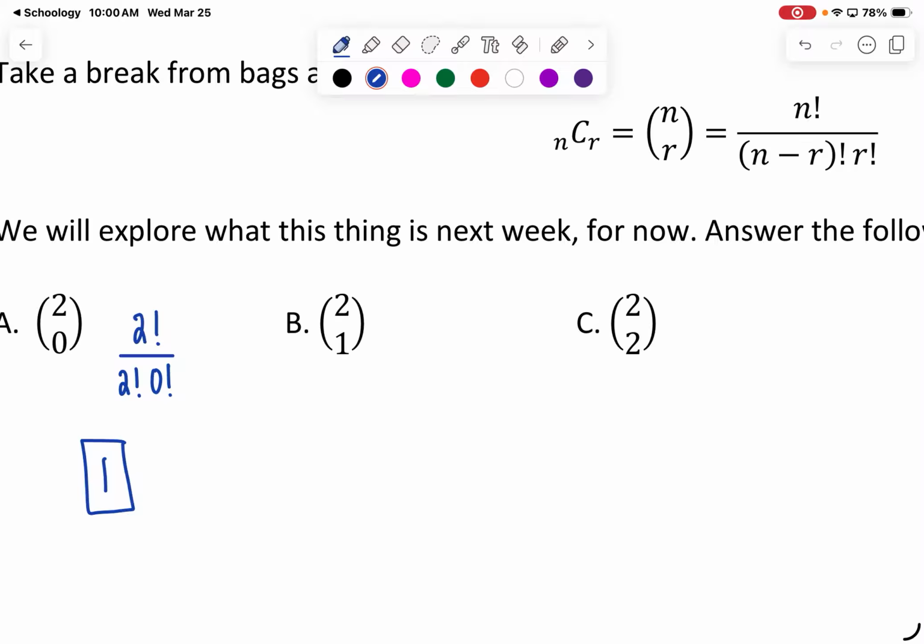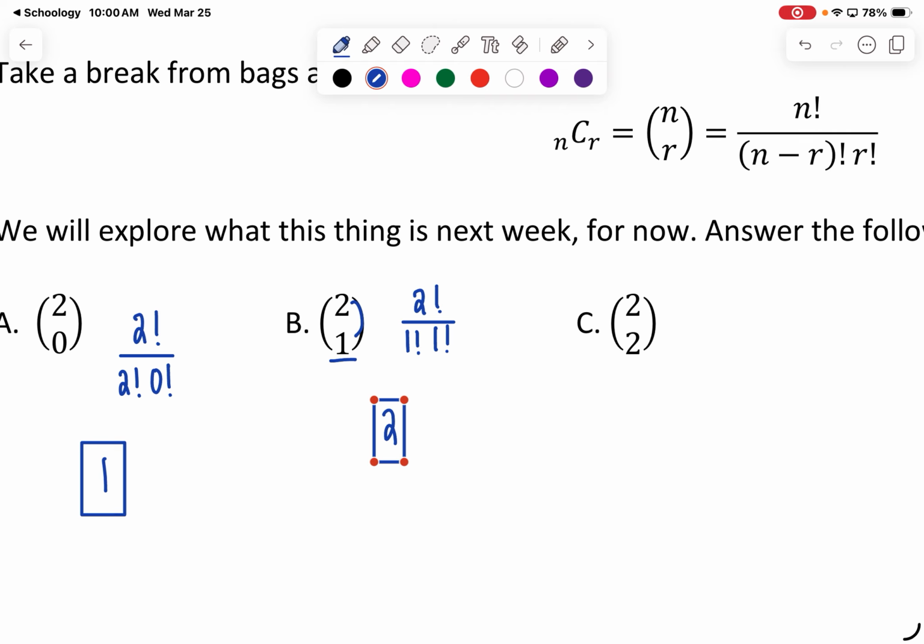Next, 2 choose 1. So this is 2 objects. How many different ways can I choose 1? Well, I can choose the first one or the second one. So it's 2. But how do I get that? 2 factorial divided by 2 minus 1, which is 1 factorial, and then just this r value, which is 1 factorial. When the numbers are more than 2 and 1, it's much easier to see the formula. But that's 2 divided by 1, which is still 2.